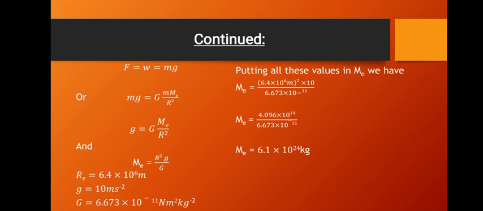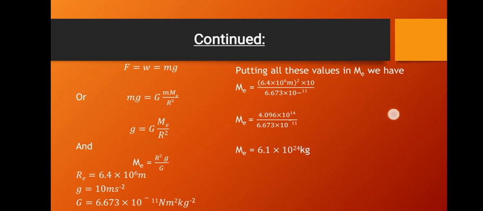Students, by solving these values, taking the power of 10 up, it will be subtracted from 10 raised to power 14, and dividing 4.096 by 6.673, the answer will be 6.1 multiplied by 10 raised to power 24 kg. So students, this is the way that we can calculate the mass of Earth.